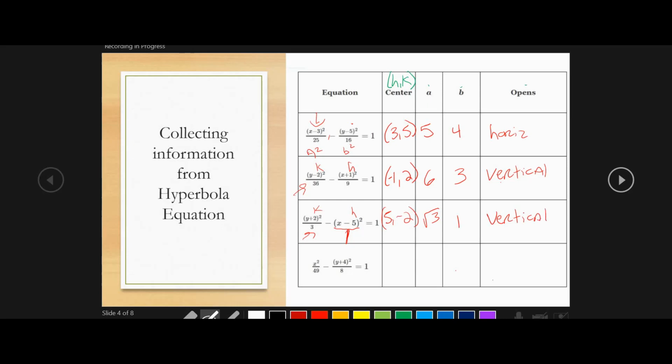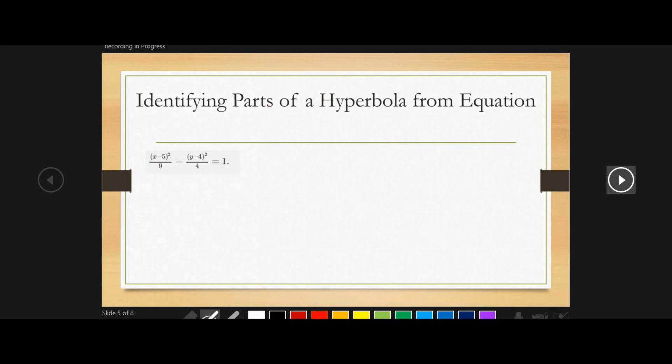And then the last one, our center is going to be 0, -4. This is 7. This is the square root of 8. I'm fine with you leaving it like that. If you simplify the radical, that would be 2 root 2. And this one would be horizontal. All right, next slide.